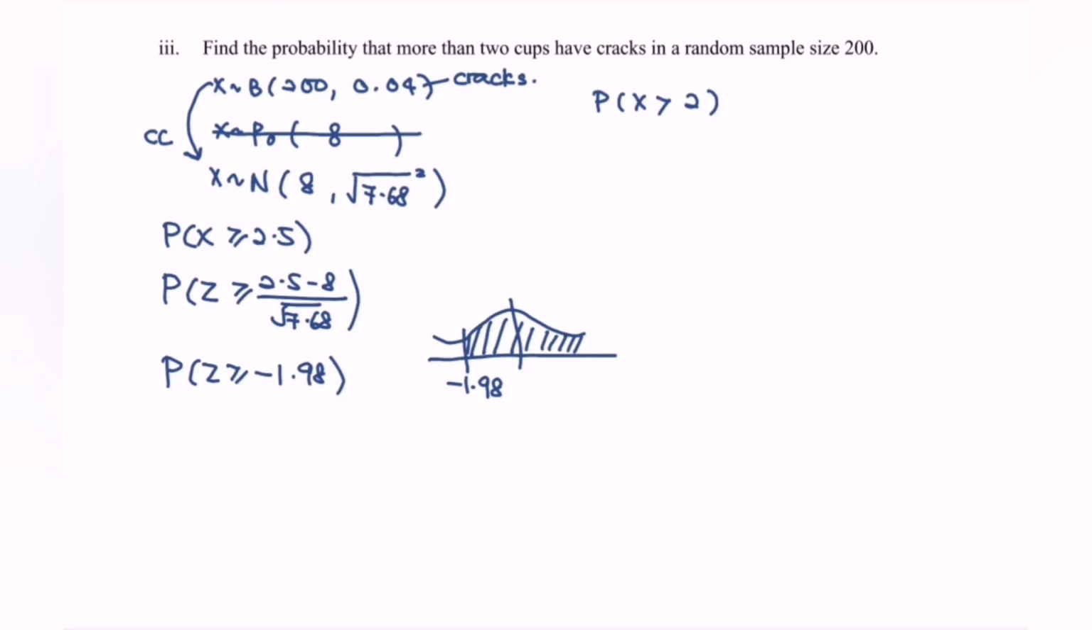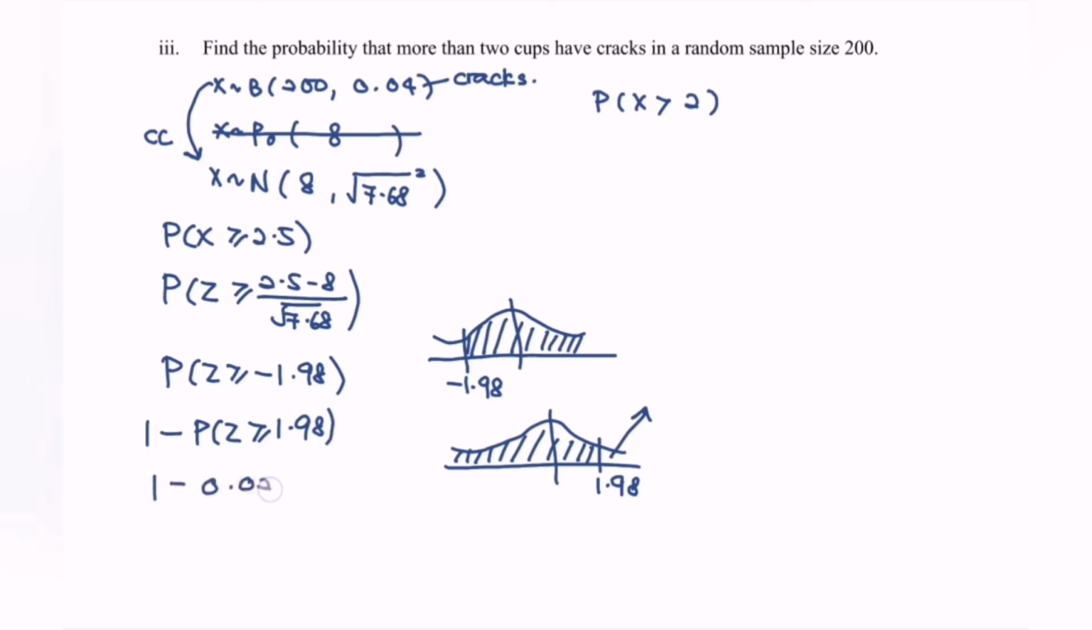Next is to modify the situation, where we have 1.98 and the region on the left. So the formula will be 1 minus this part, where we have the probability that Z is greater than or equal to 1.98. By referring to the table, we have 1 minus 0.0239. So as a conclusion, the probability that X is greater than 2 is equal to 0.9761.